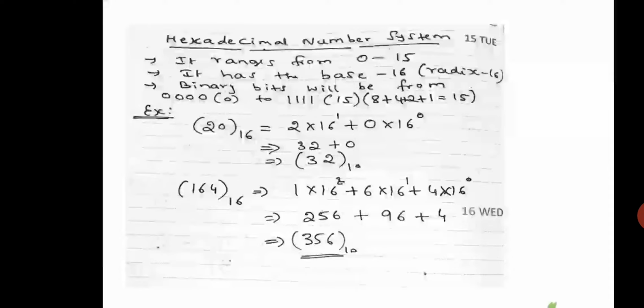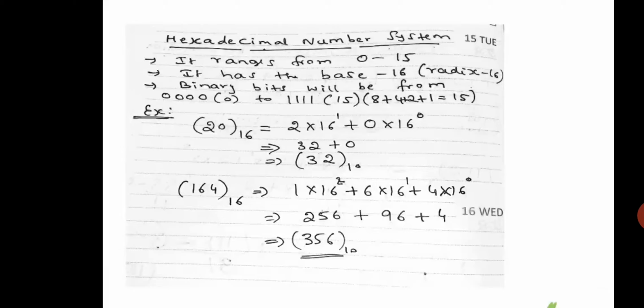Now the last but not the least, it is the hexadecimal number system. What is hexa? Hexa means 16. So the hexadecimal number system is nothing but a radix or base value of 16. So the numbers range from 0 to 15. Why is it 0 to 15? In total you have to get 16 numbers, so if you want 16 numbers, it has to range from 0 to 15.